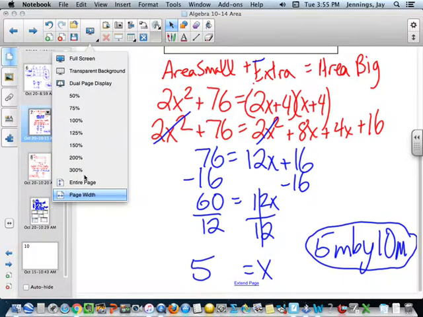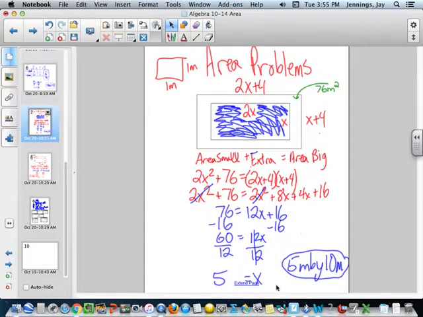And we then want to make sure we answer the question. So the answer is 5 meters by 10 meters. So this would be an example of a uniform border, where you add 2 or some amount to all the sides.